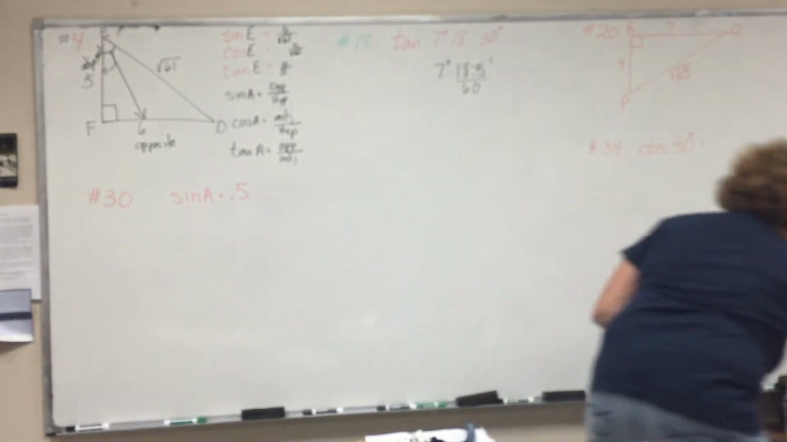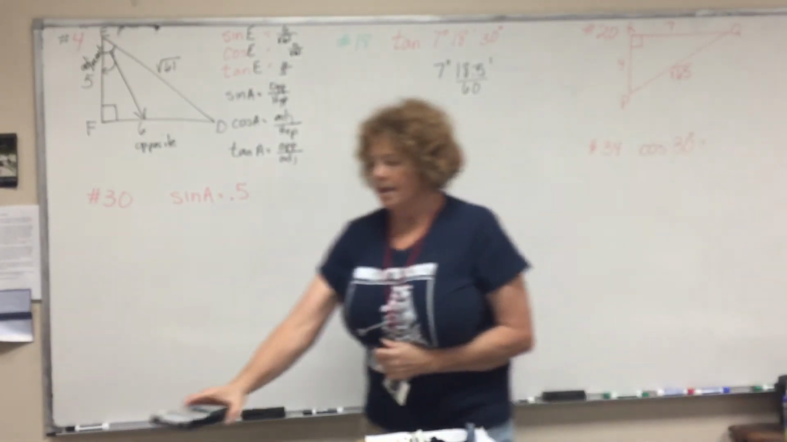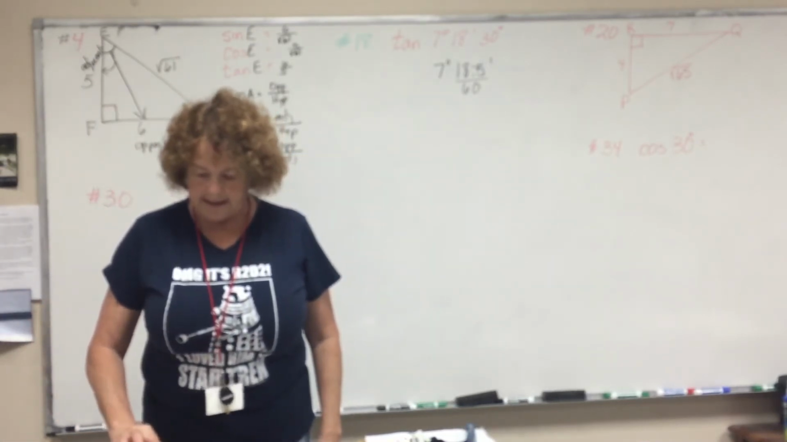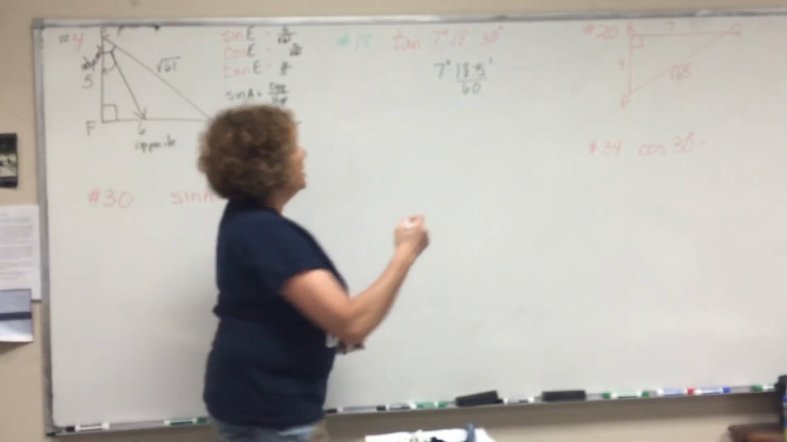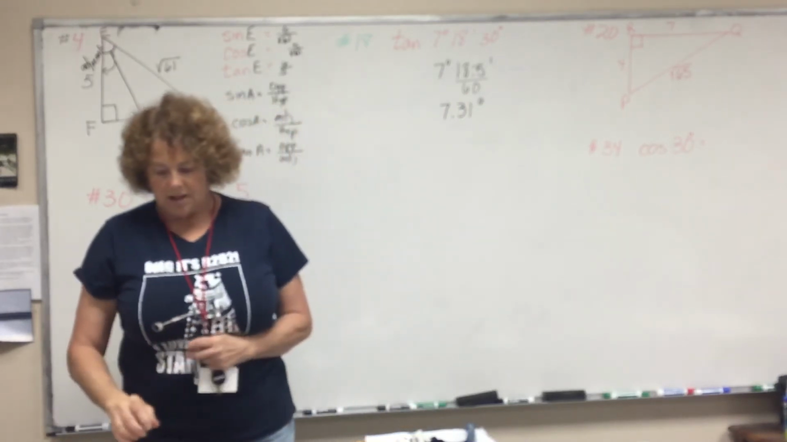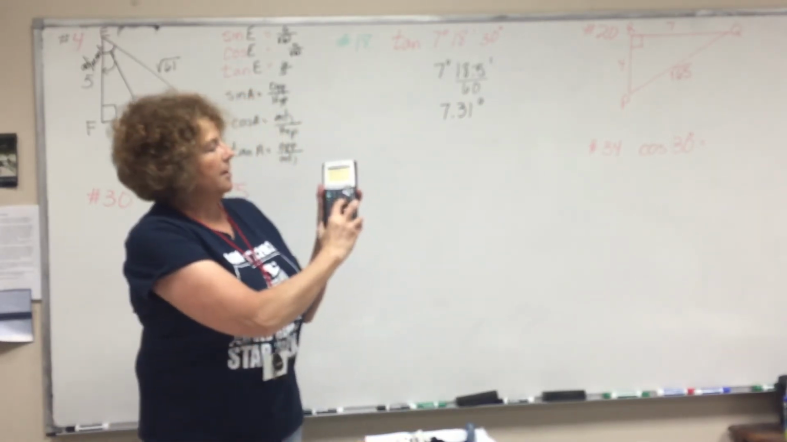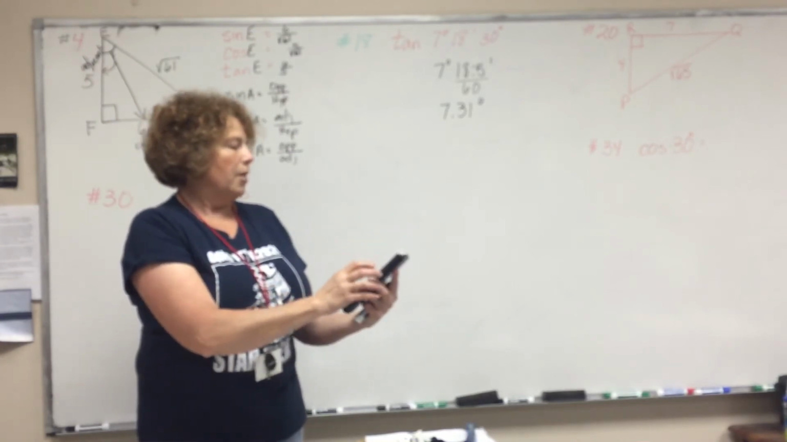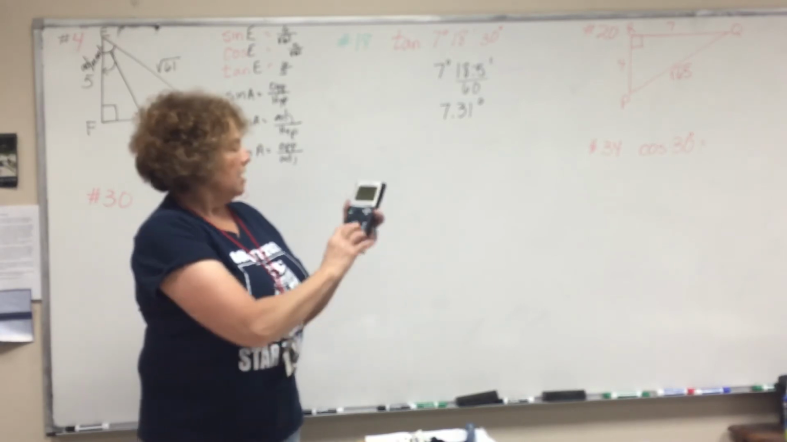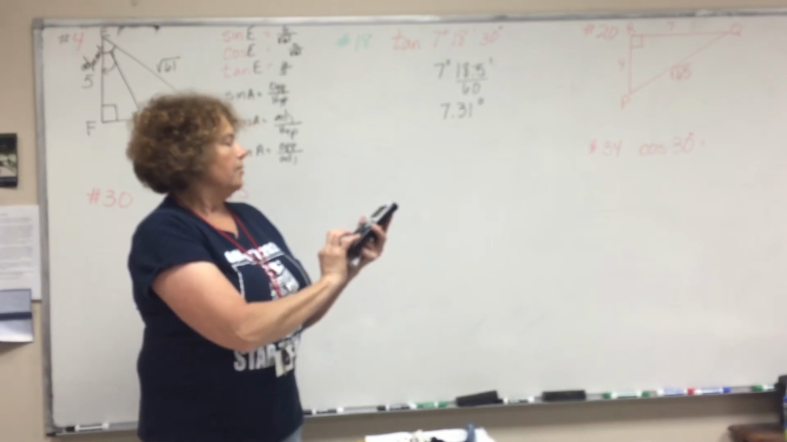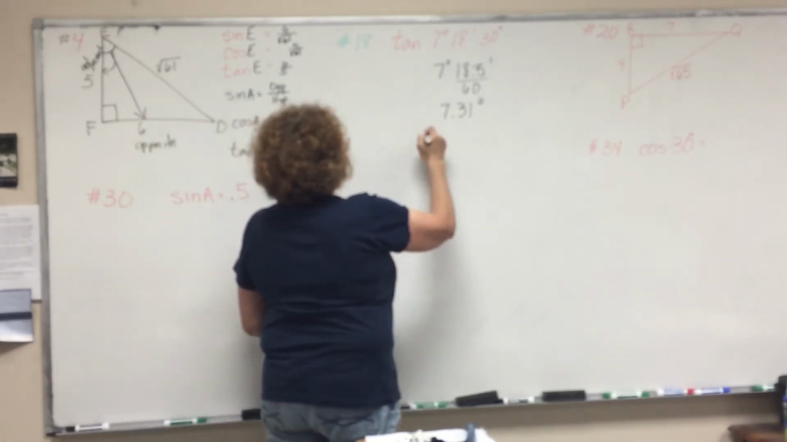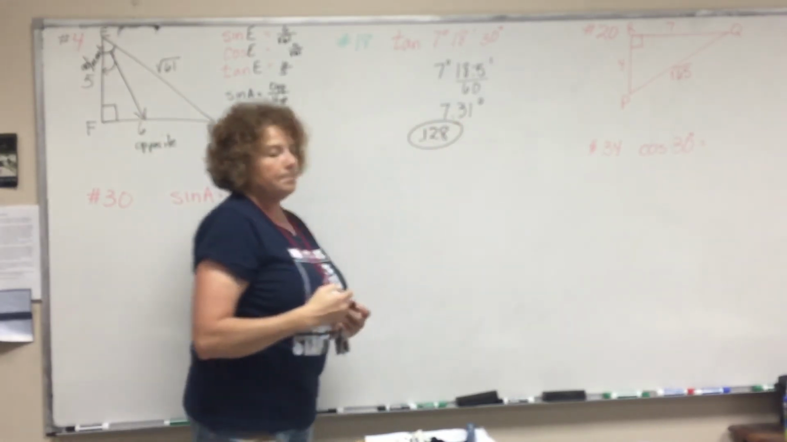And of course, all my calculators are not on my desk. So you would say 18.5 divided by 60, and you get 0.31. So 7.31 degrees. And then you can just push the tangent button, make sure you're in degrees. If you've borrowed one of mine, like this one, it was on radians. So tangent of 7.31 will give you 0.128. So 0.128 is the answer to that problem.